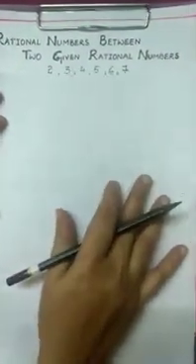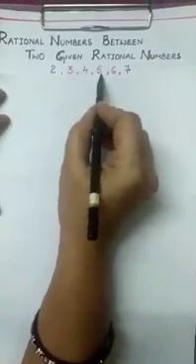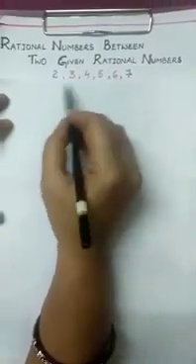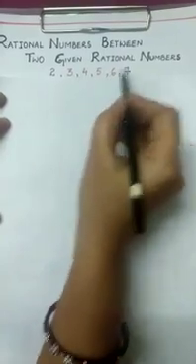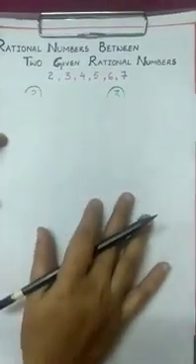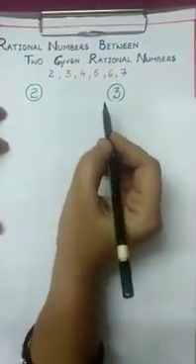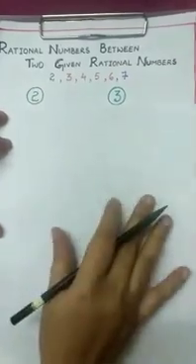Now for example, if you take 2 and 7, there are 3, 4, 5 and 6 as the fixed numbers between them. Now, is it fixed in case of rational numbers? Let us see. If you take 2 and 3, how many rational numbers are there between them? Now we will find.